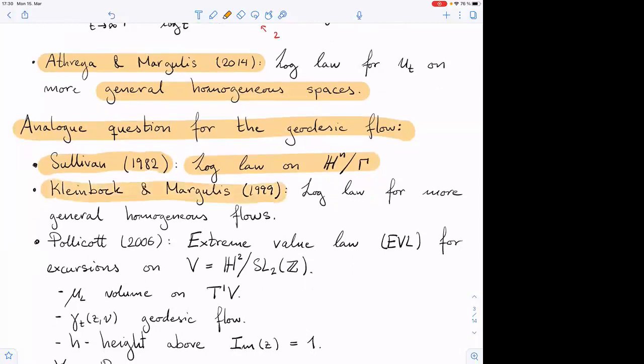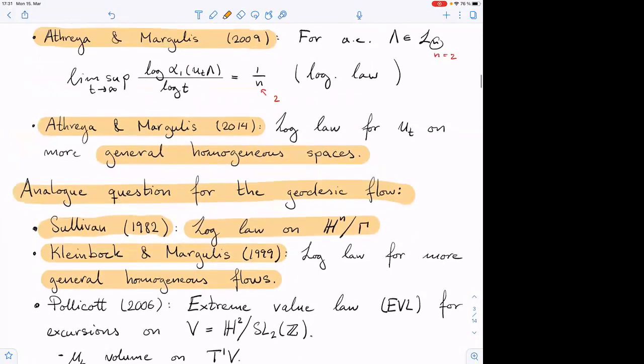This was generalized in 1999 by Kleinbock and Margulis. So there was again a logarithm law, but for more general homogeneous flows. So we see these logarithm laws that say something about how fast... maybe actually I forgot a little bit to say, what's the interpretation of this logarithm law. Maybe I should say a word about that.